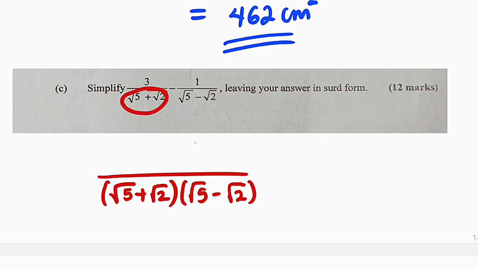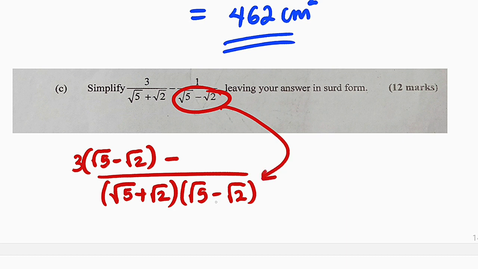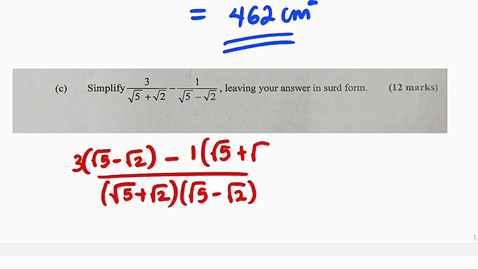Then if you take this, you plug it into this, it will give you the other factor, which is square root of 5 minus square root of 2, which you're going to multiply by 3, right? So we have 3 multiplied by square root of 5 minus square root of 2. Then you subtract because of this sign. If you take this and plug it into this, this will be left, and you have to multiply it by 1, right? So we have 1 multiplied by square root of 5 plus square root of 2.